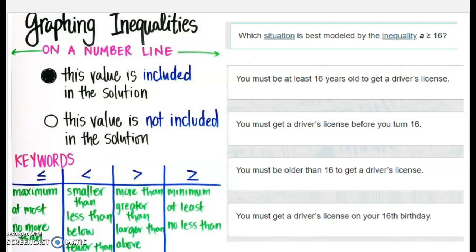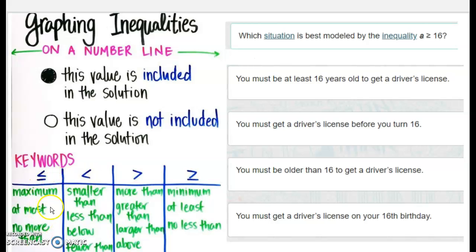Our next thing we're going to be talking about is graphing inequalities. Inequalities are very similar to equations. However, with inequalities, you may have more than one solution. Keep in mind that you will use the inequality symbols below: less than, greater than, less than or equal to, and greater than or equal to. You will have to not only solve these inequalities, but you may also have to match a situation with the inequality.